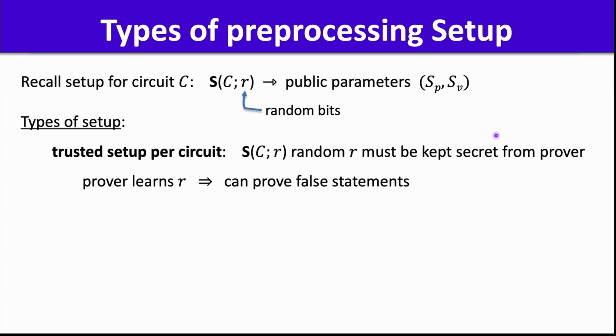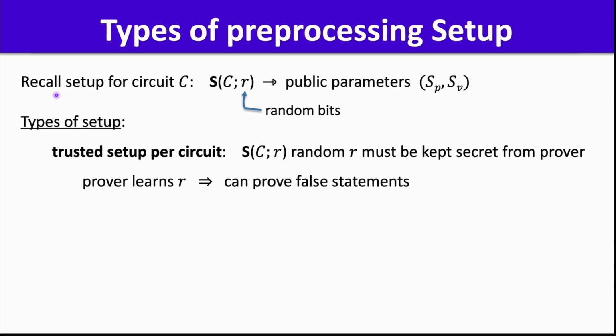So now that we understand what a SNARK is, let's dive a little bit deeper into this setup procedure. The setup procedure actually is typically a randomized algorithm, which means that it takes as input the circuit C, but it also takes a bunch of random bits as it's doing its work. And then it outputs SP and SV, the parameters for the prover and the parameters for the verifier.